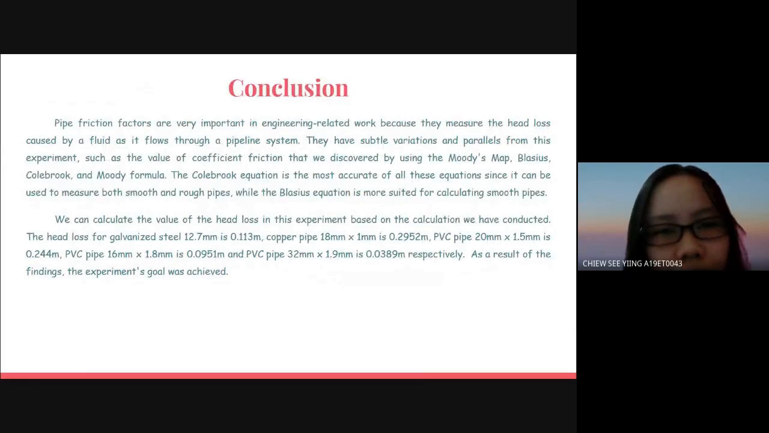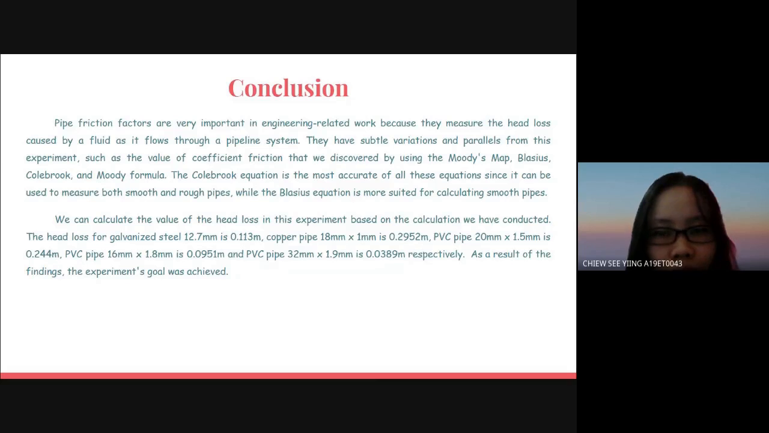Last, I will continue to conclude our experiment. The pipe friction factors are very important in engineering-related work because they measure the head loss caused by a fluid as it flows through a pipeline system. They have subtle variations in parameters from this experiment, such as the value of the friction coefficient that we discovered by using the Blasius, Colebrook and Moody formulas.